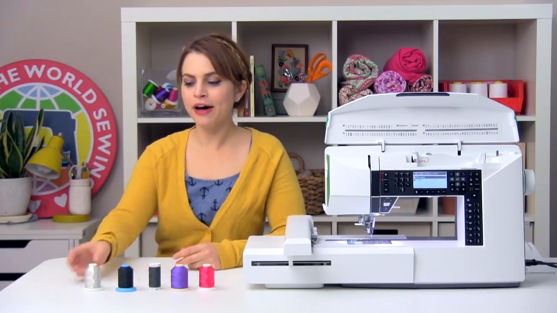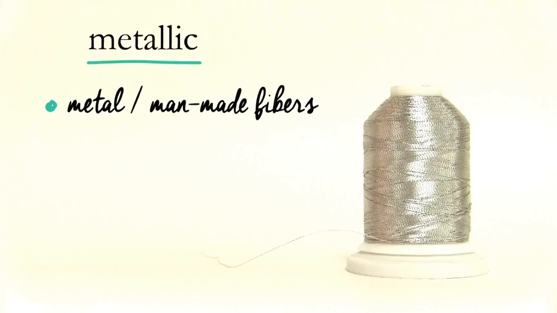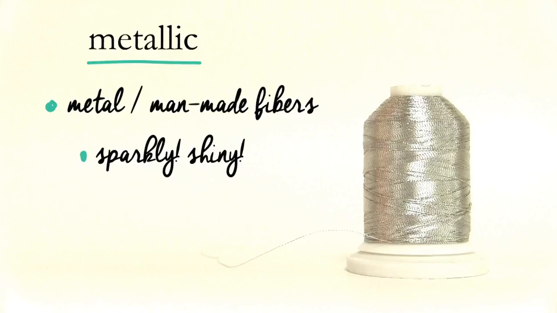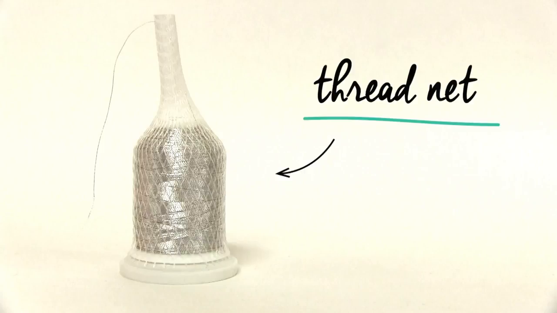The last type of thread to talk about is metallic thread. Metallic thread is actually made from metal and man-made fibers. It's sparkly and shiny and can be a really fun addition to your embroidery projects. You definitely want to use an embroidery needle when you're embroidering with metallic thread. That's because it has that larger eye which will allow the thread to pass through without shredding or breaking. It's also a good idea to use a thread net with metallic thread. This is because the stiffness of the metallic fibers causes the thread to unspool a little bit quicker than other types of thread. So a thread net just keeps everything under control and nice and orderly as the thread comes off the spool. You can find a thread net in the accessories kit that came with your Designer Jade.